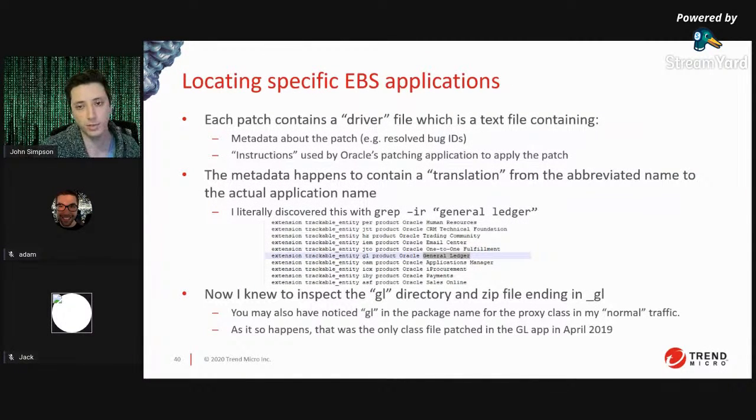To do that, again, I used grep, as I often do. Each patch contains this driver file, which is basically just a text file, and it contains metadata about the patch, like internal Oracle bug IDs that have been resolved by the patch, as well as instructions used by Oracle's patching application to tell it how to apply the patch. The metadata happens to contain what is essentially a translation from the abbreviated name to the actual application name. As I said, I literally did a case-insensitive recursive grep for General Ledger, and boom, there it is. We saw General Ledger here in this driver file and GL right beside it.